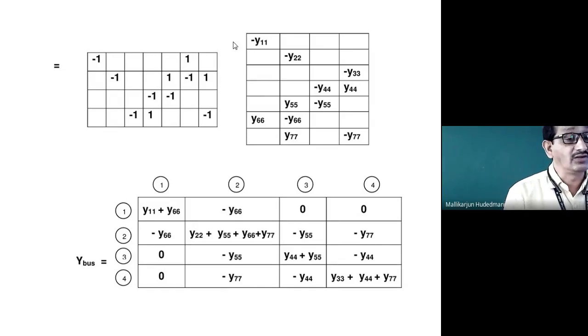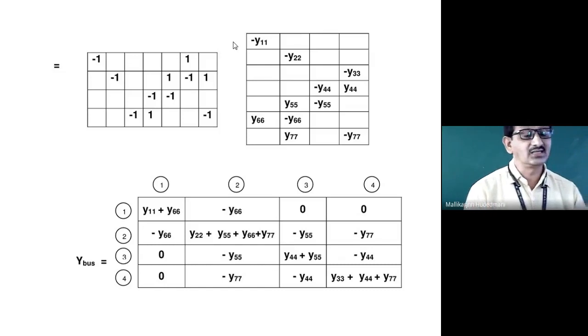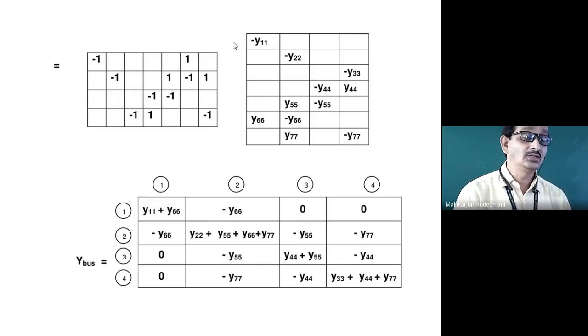So, Y11 refers to the elemental admittance of element number 1. Y66 refers to the elemental admittance of the 6th element. Now, just look carefully at the diagonals of that matrix. Y11 is the addition of two elemental values. What are these Y11, Y66? These two are the elements interconnected to bus number 1. Look at 2 cross 2, just out of curiosity. 2 cross 2 is the sum of the admittances of the elements interconnected to bus number 2.